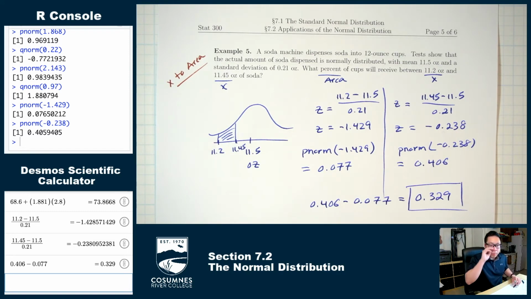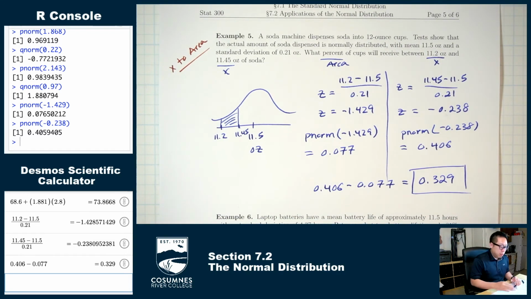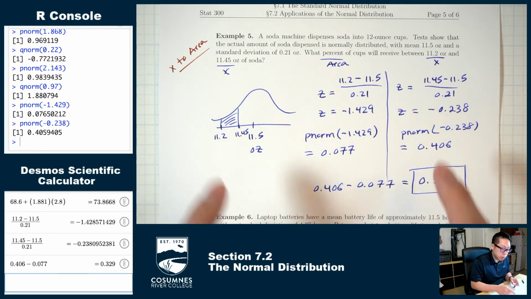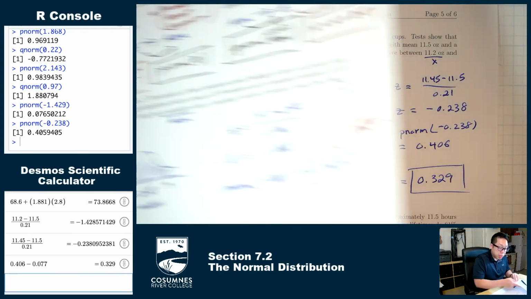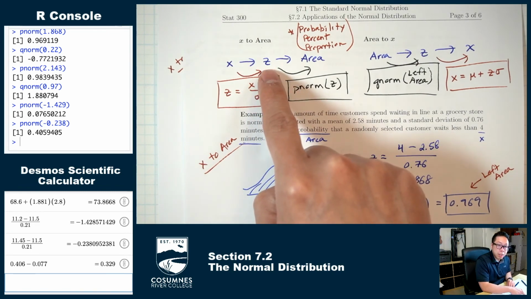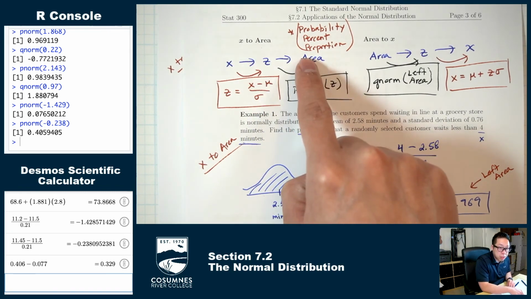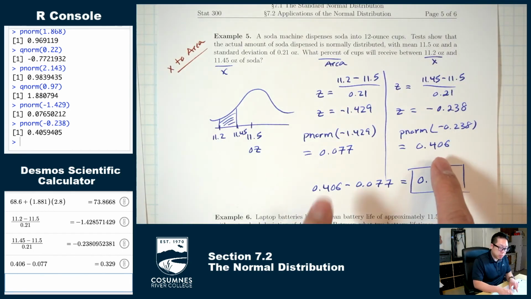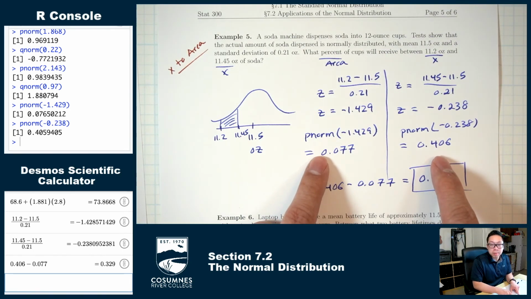Okay, so let's summarize here. X to area for a situation where you're looking for area between, right? You'll have two x's. You need to do the z-score twice. You'll get two z's. You need to do p-norm twice. You'll get two areas. To find the area between, you'll subtract those two areas.